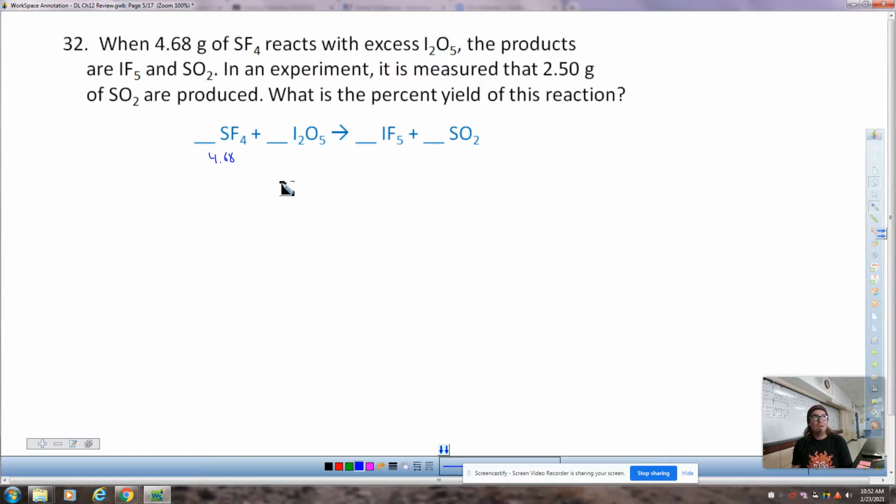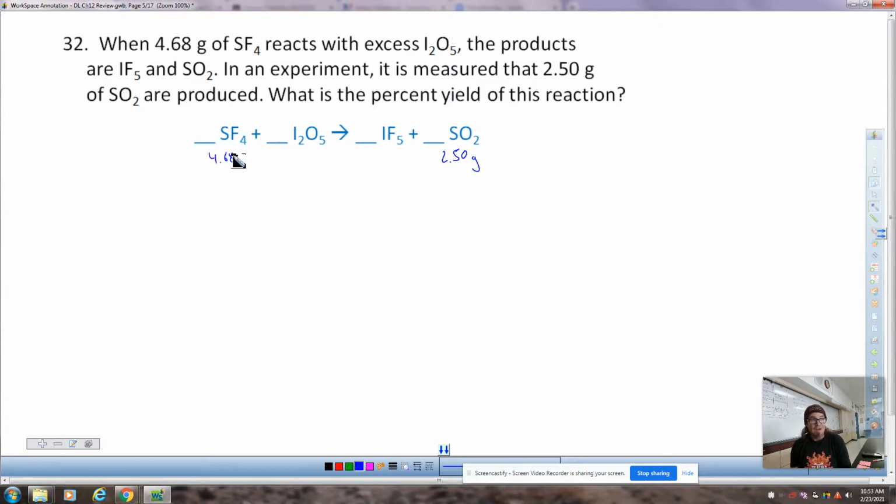I couldn't tell you one thing about this reaction, but I do know that it says in an experiment that the sulfur dioxide, the experimental value is 2.50. We want to know what the theoretical value is so that we can find the percent yield. We do need a balanced equation.